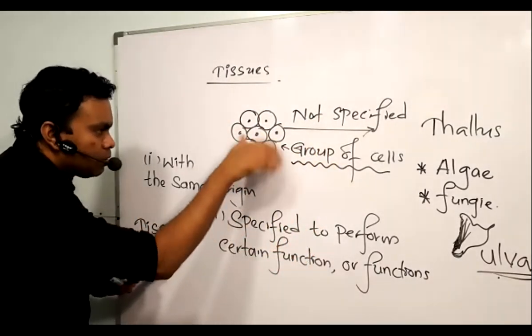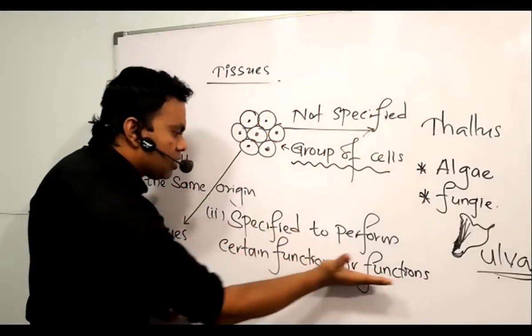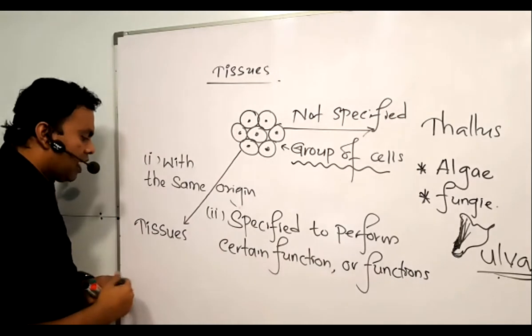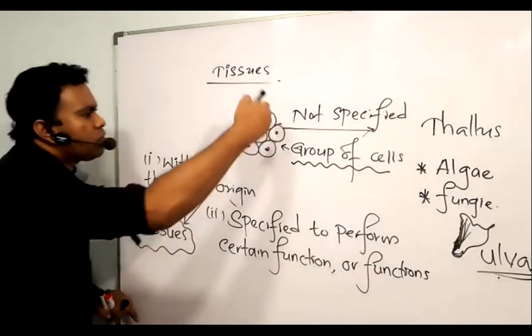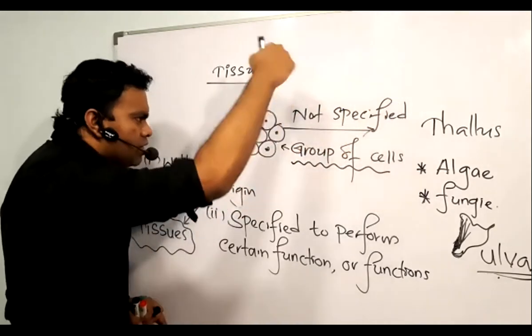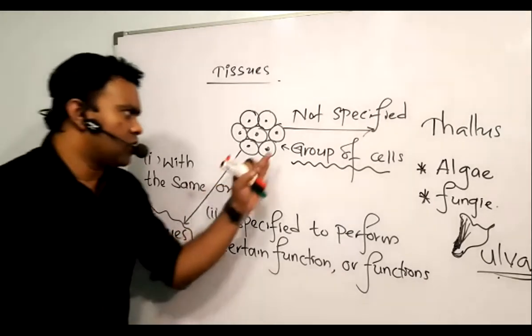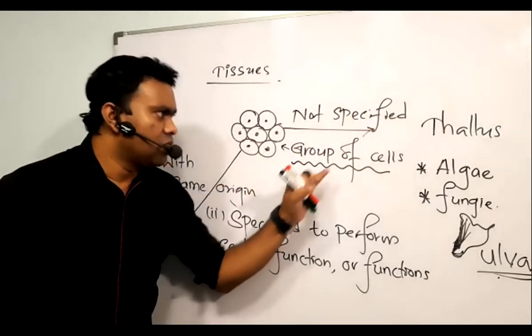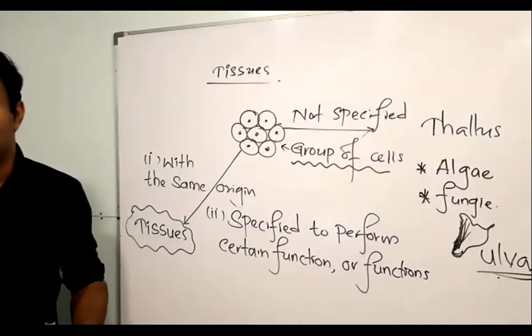If this group of cells is with the same origin and specified to perform a certain function or functions, that's a tissue. Very good. If they do not have a specified group of cells, that's just a thallus. Very good.